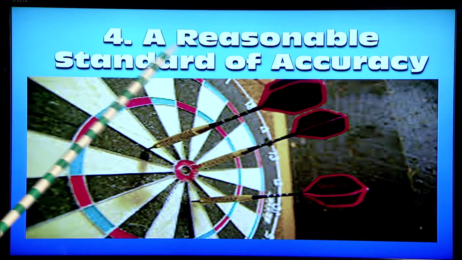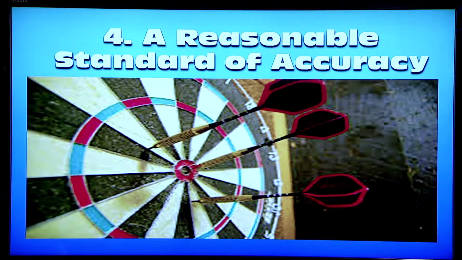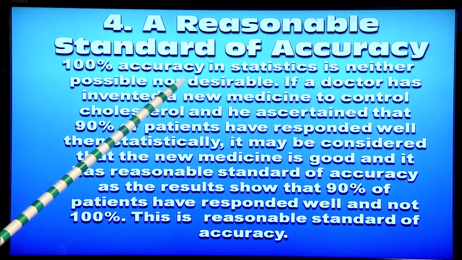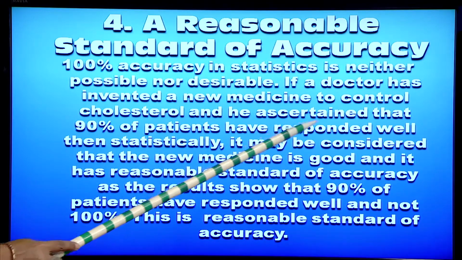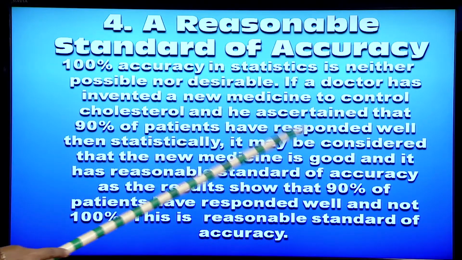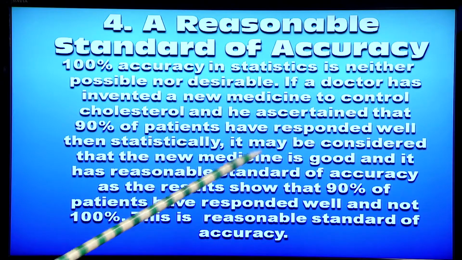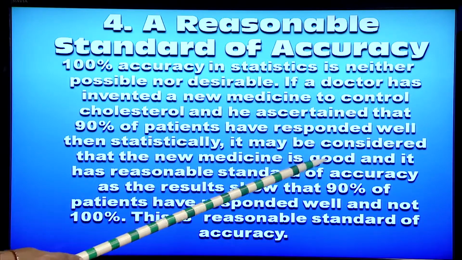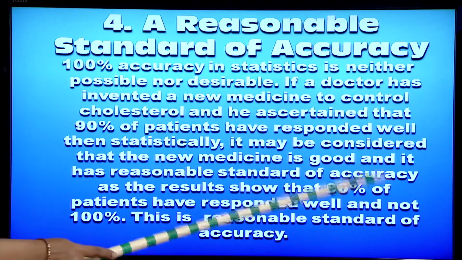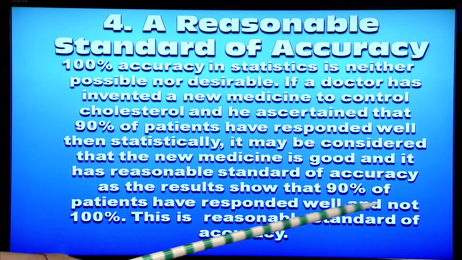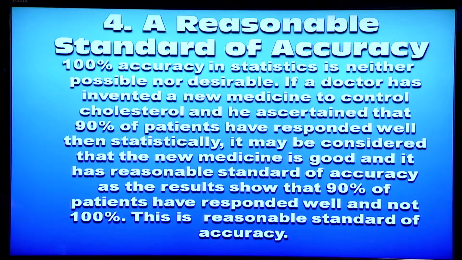They are collected according to a reasonable standard of accuracy. That means that 100% accuracy in statistics is neither possible nor desirable. If a doctor has invented a new medicine to control cholesterol and he ascertained that 90% of patients have responded well, then statistically it may be considered that the new medicine is good and it has reasonable standard of accuracy, as the results show that 90% of patients have responded well and not 100%. So, statistics does not go in for 100%, and this is a reasonable standard of accuracy.